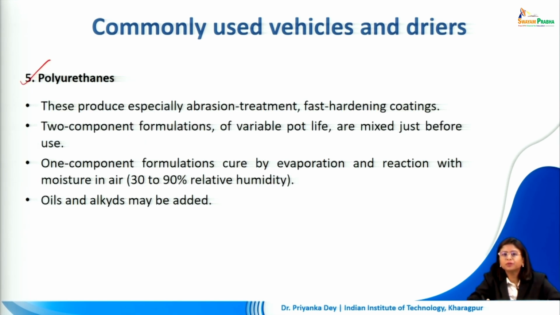Polyurethanes are produced especially for abrasion treatment and fast hardening coats. Two component formulations have various types of pot life and are mixed just before use. One component formulations are cured by evaporation and reaction with the moisture in the air, at 30 to 90% relative humidity. So the evaporation and the reaction with this water vapor in the air is going to be the element which cures the one component formulations, and oils and alkyds are also added to this particular type of vehicle.